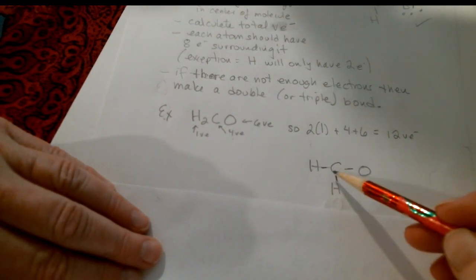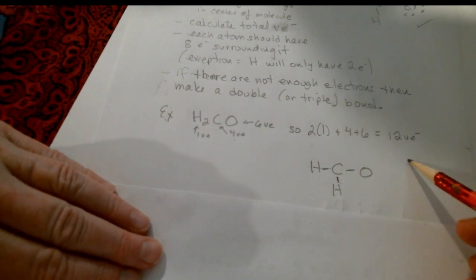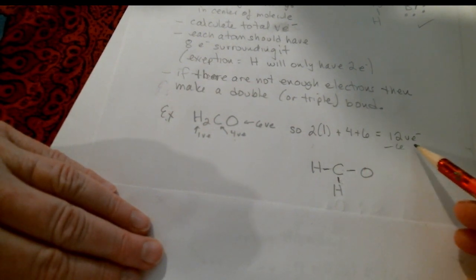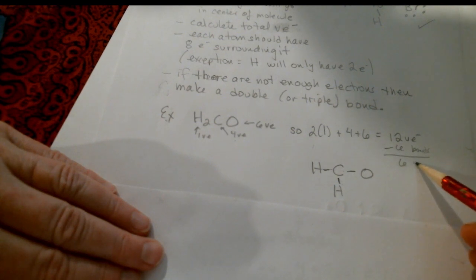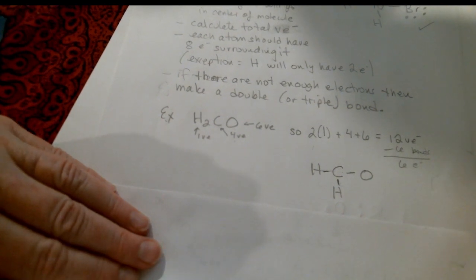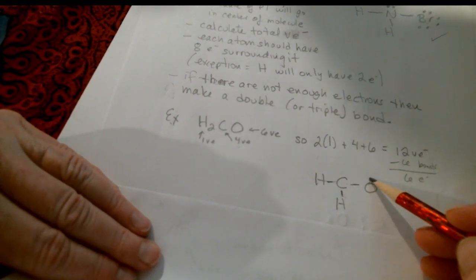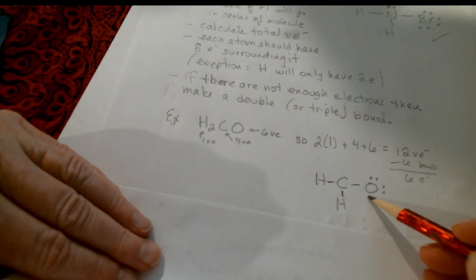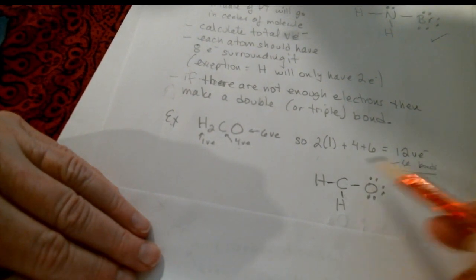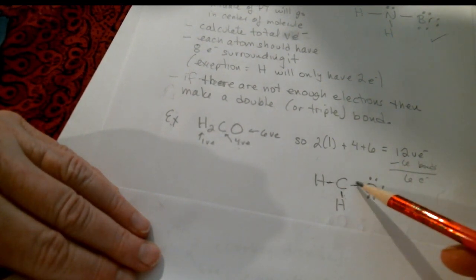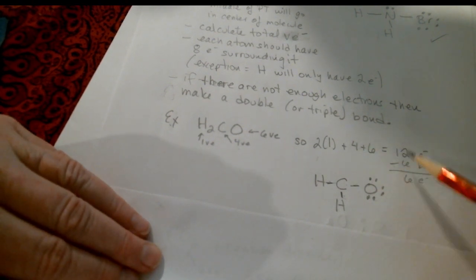I have used up 6 electrons in bonding. If I take away 6 from bonds, that is going to leave me 6 electrons extra. I'm going to put my extra ones first on the outside, so 1, 2, 3, 4, 5, 6. Now I have all 12 electrons: 1, 2, 3, 4, 5, 6 pairs. 6 times 2 gives me 12.